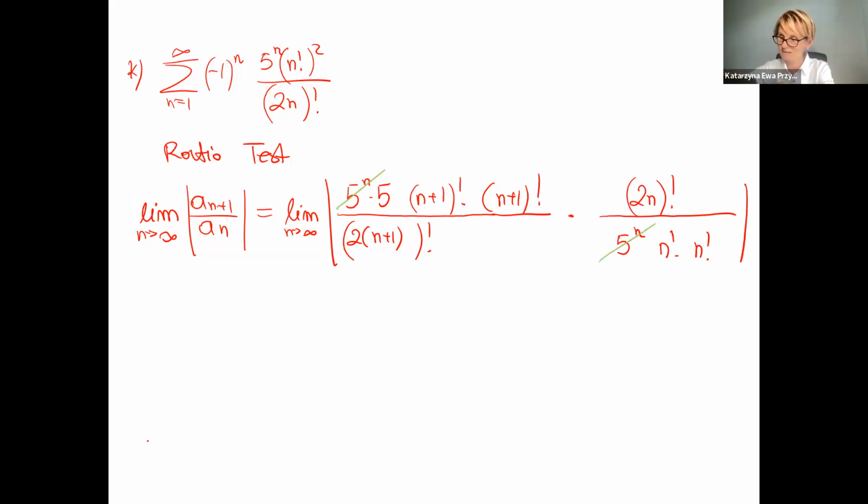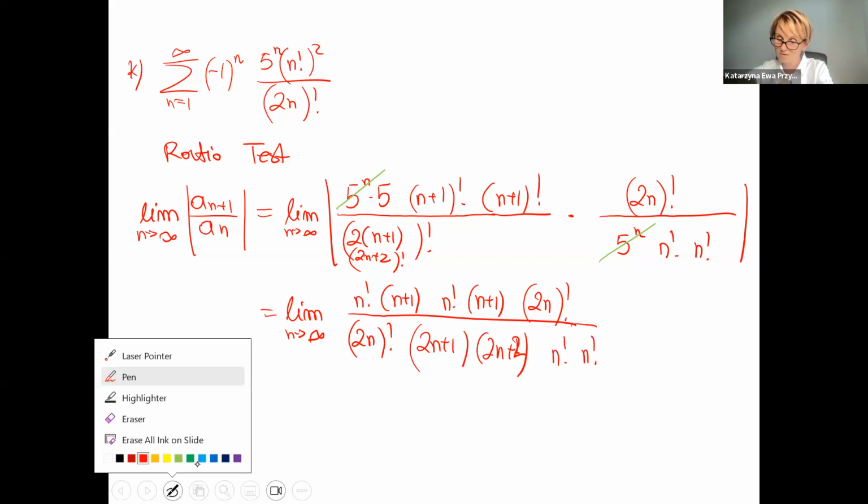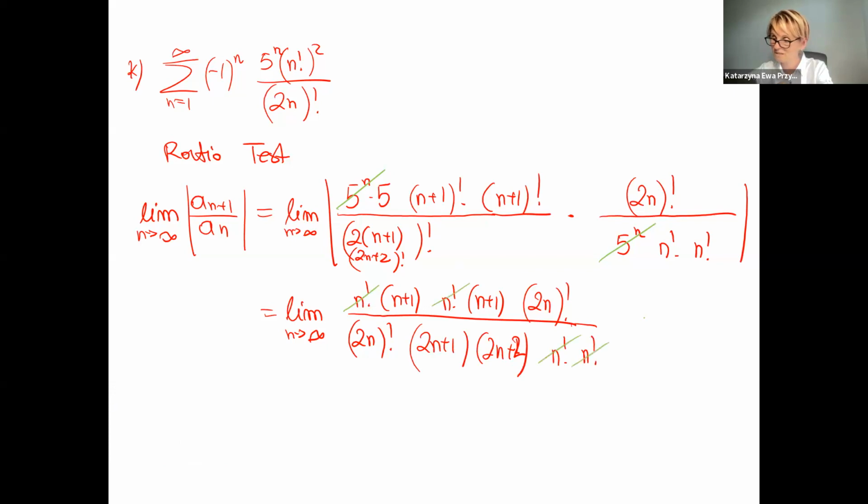Okay, at least this one. One more step and we will know the limit. n plus 1 factorial is n factorial times n plus 1. Now we know that 2n plus 2 factorial is 2n factorial times 2n plus 1 times 2n plus 2. And then n factorial, n factorial. And now these factorials are gone.